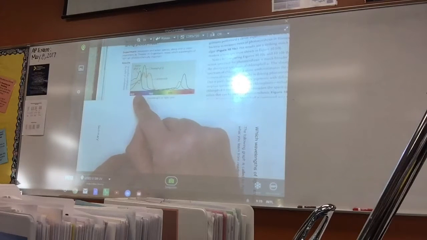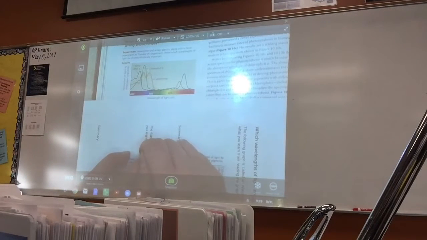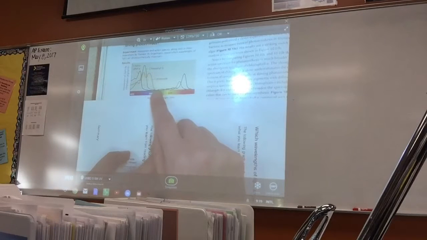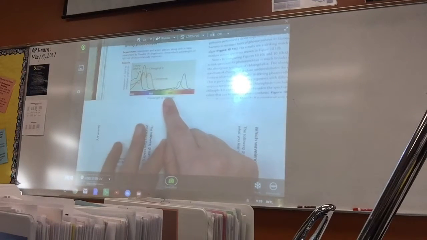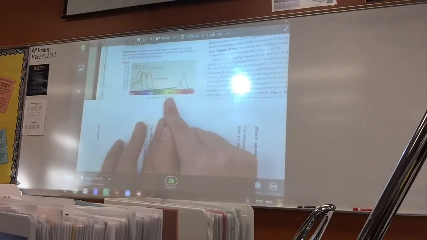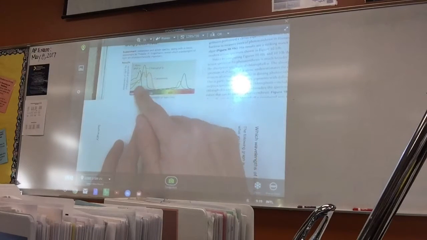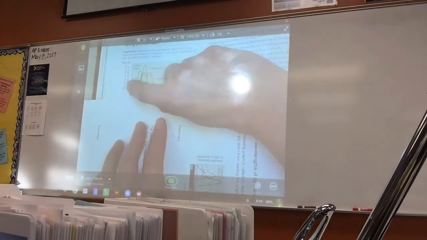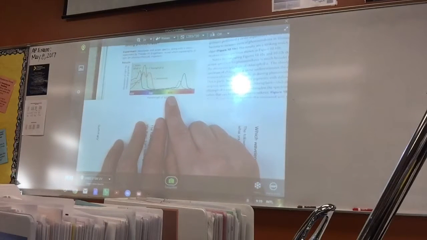So from like 300-ish to 500 in that particular area. And then we see it all go down here. There's no peaks in the green and the yellow, and then we have the peaks again in the longer wavelengths. What does that tell you about the green and yellow? What's happening to them? If there's no peaks, that means there's very little absorption, which means what is happening to that light? It is being reflected.